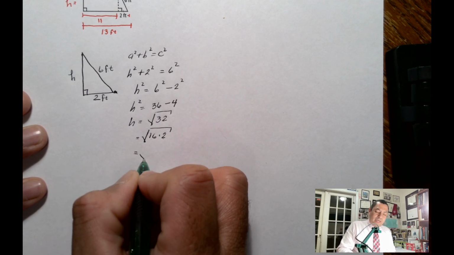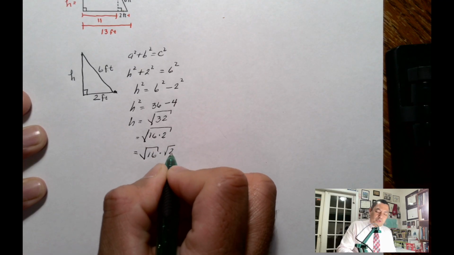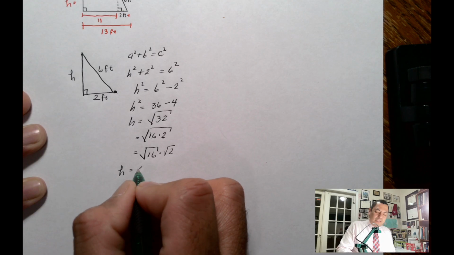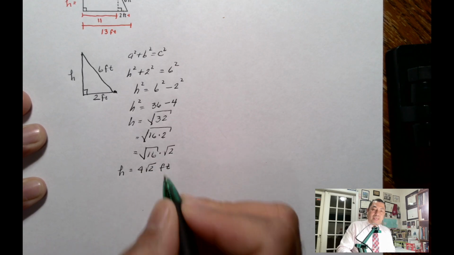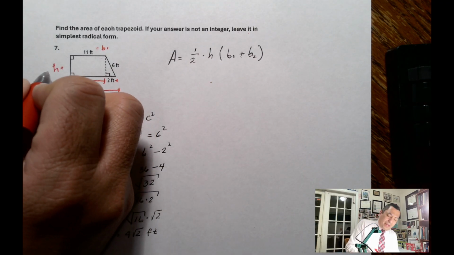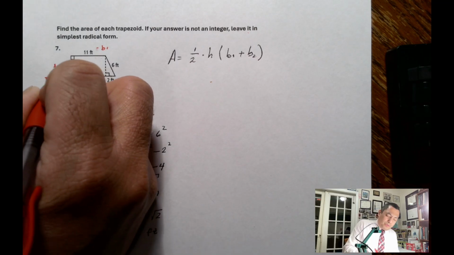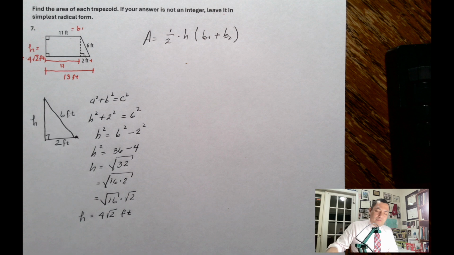Using the properties of radicals, I can split it into the square root of 16 times the square root of 2, so the height equals 4 square root of 2. The square root of 16 is 4, and remember the units, feet. So I go back here, and I know that my height is 4 square root of 2 feet. Now I'm going to use my formula.